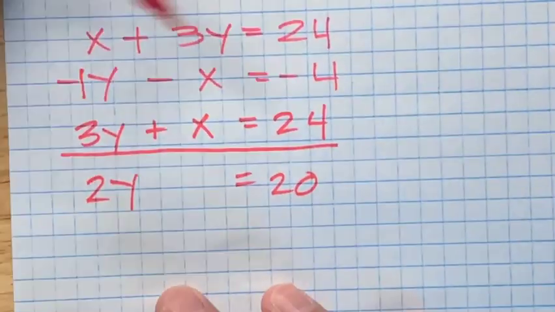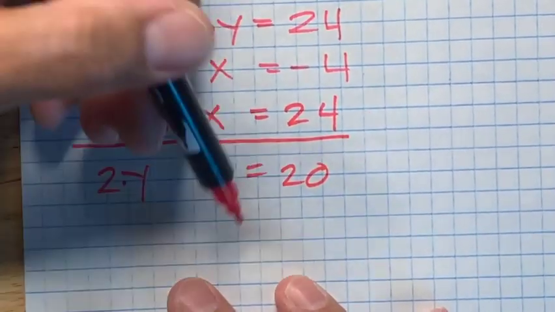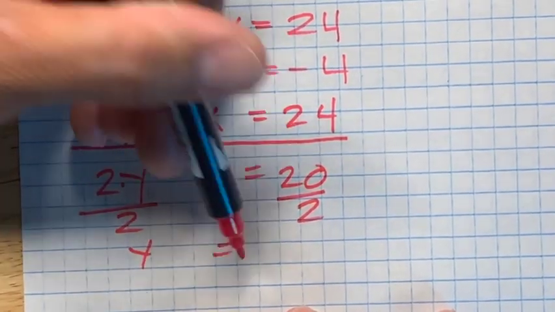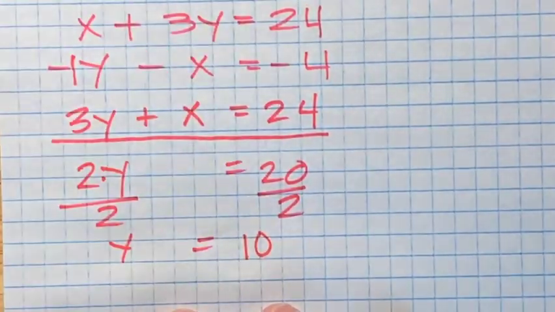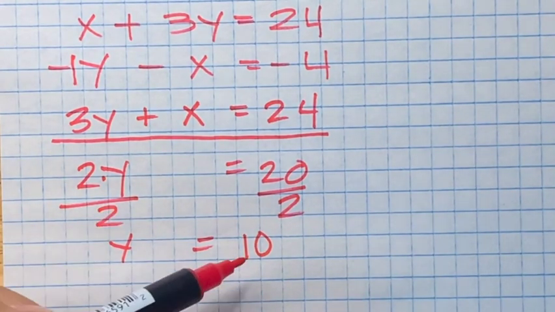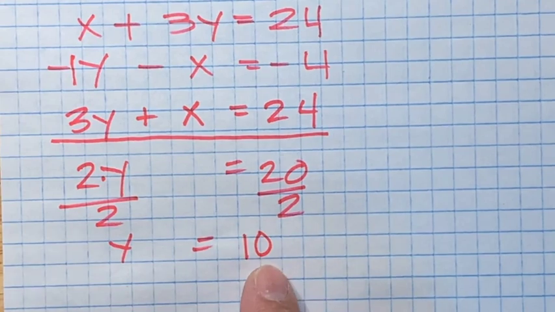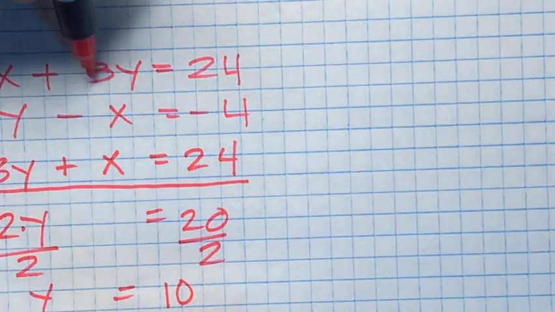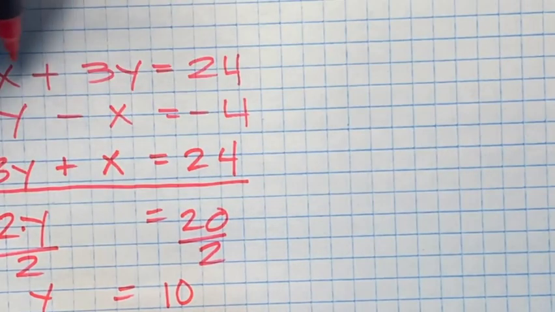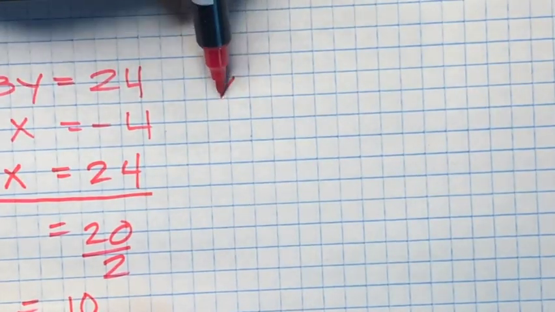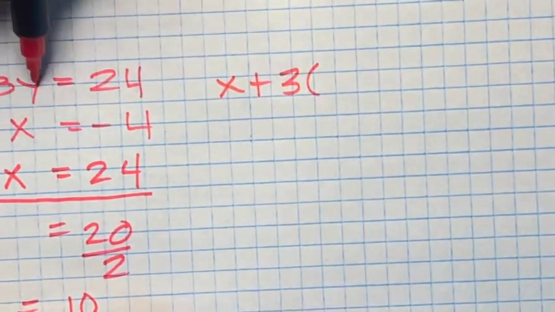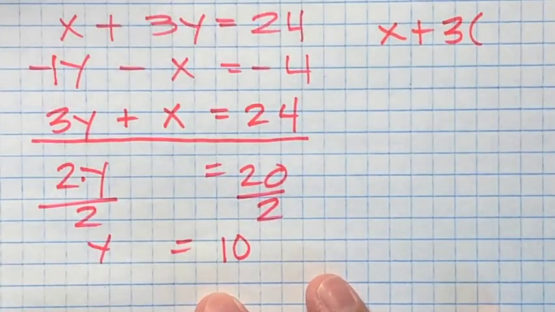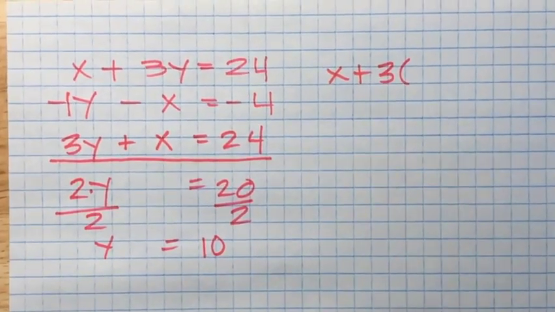So 24 minus 4, or negative 4 plus 24. Then put that multiplication. The opposite of multiplication is division. So y is equal to 10. All right, so there's our y value. I'm going to take this y value and substitute it into one of these two equations. I'm going to substitute into the first one because that's the first one I see. So x plus 3 times, I'm substituting my y value. Remember that we found the y, not the x. And then I'm going to put the 10.